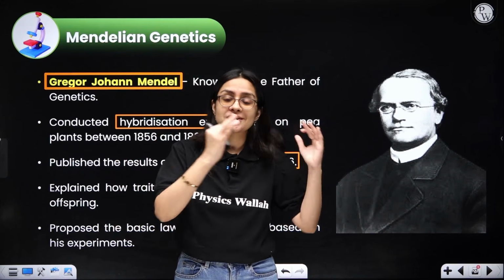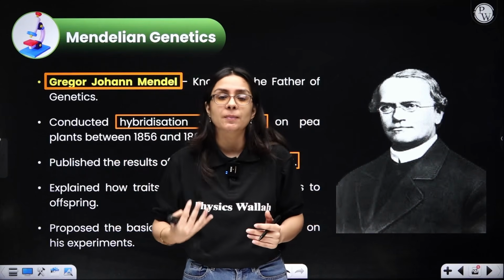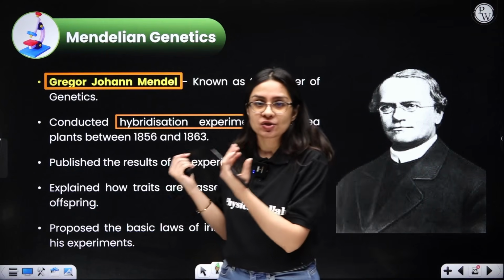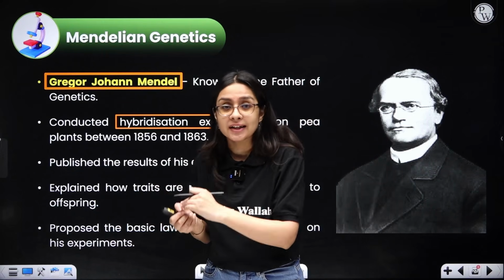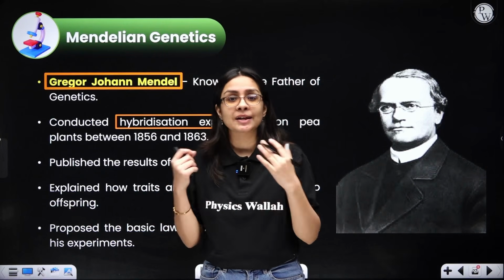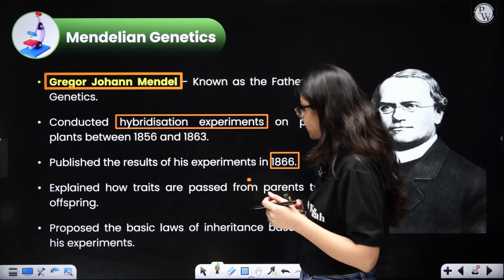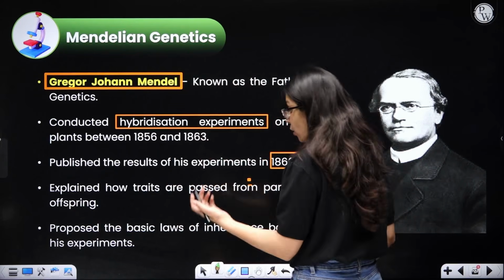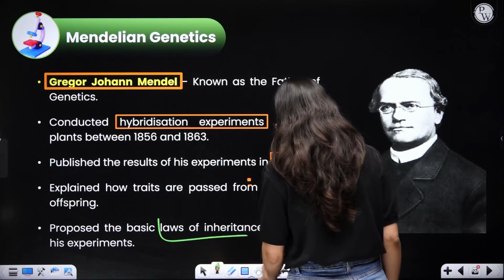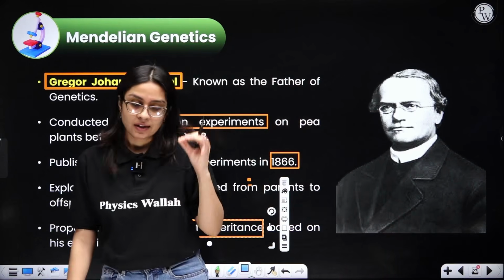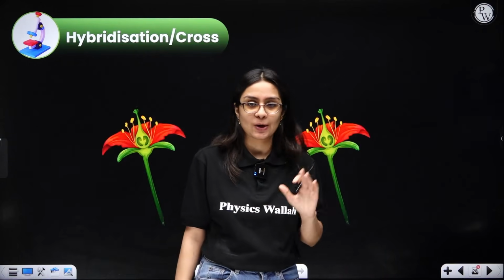It was much later that his work got rediscovered by a few other scientists, and then he got all of the recognition that he deserves. In fact, we are studying it, and not only studying it, his laws are mostly applicable in many cases of genetics, okay? So he explained how traits are passed on from parents to the offspring, and he also gave the laws of inheritance, which are very essential for you to understand because questions are 100% asked from these particular laws.